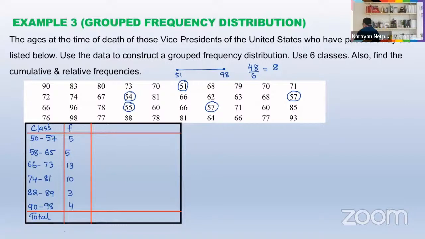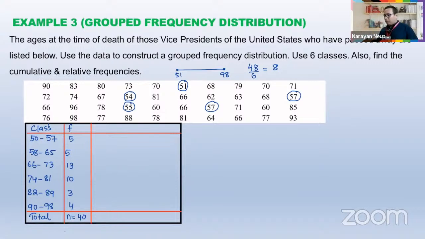Okay. I also counted those values, and here are the correct values. You can look at the screen and check whether you have counted properly or not. If you get something different, make sure you recount them later at home. So we get 58 to 65, 5; 66 to 73, 13; 74 to 81, 10; 82 up to 89, 3; and 90 up to 98, 4. If you count all of them, that will be 40, because the number of data pieces up there is 40.